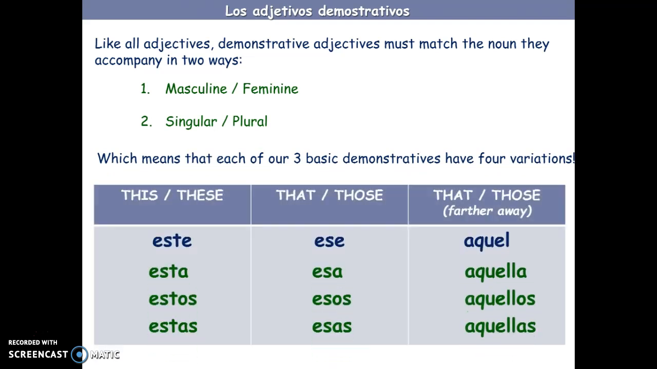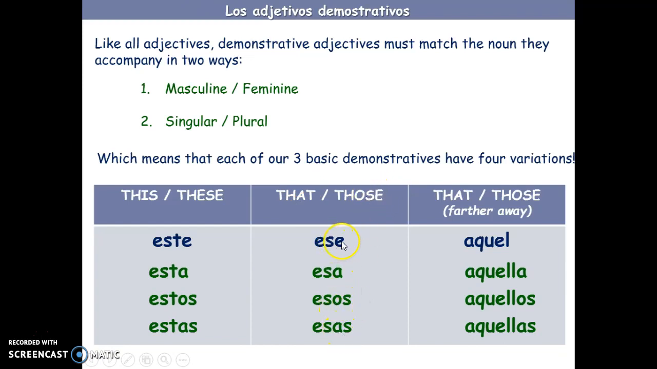Okay? For this and these, we have este, which is masculine singular, esta, feminine singular, estos, masculine plural, estas, feminine plural. So both este and esta mean this. Estos and estas mean these. Same thing for this one. Ese and esa mean that. Esos and esas mean those.